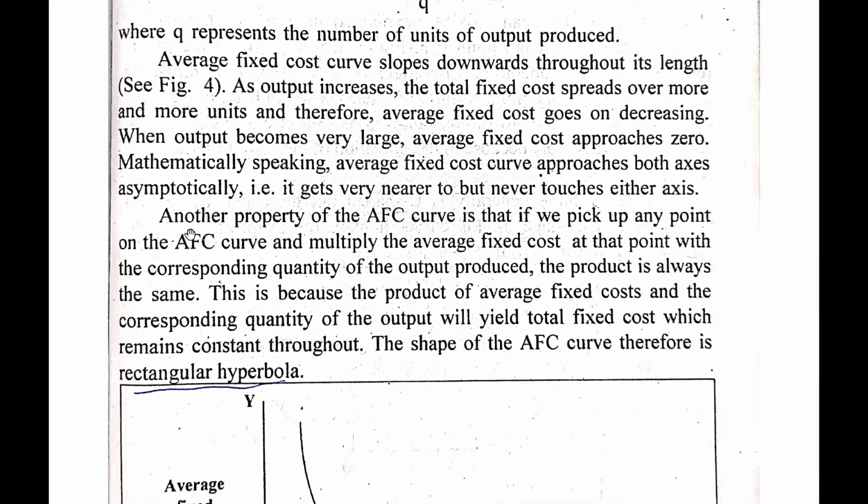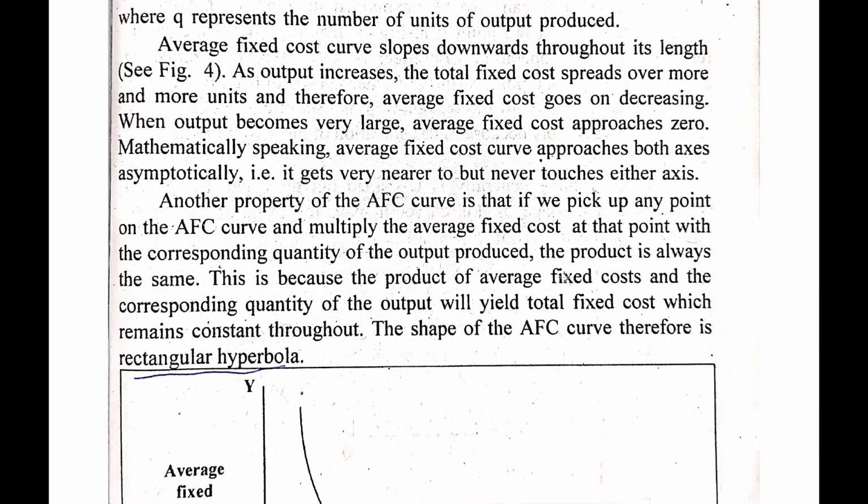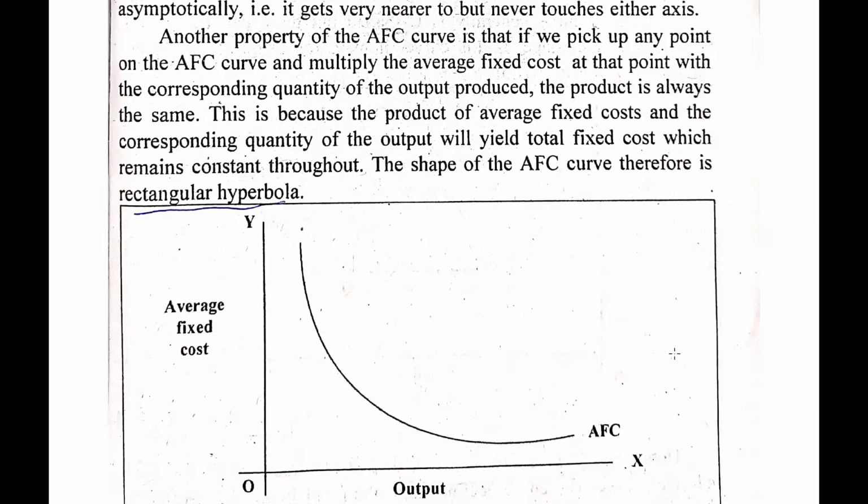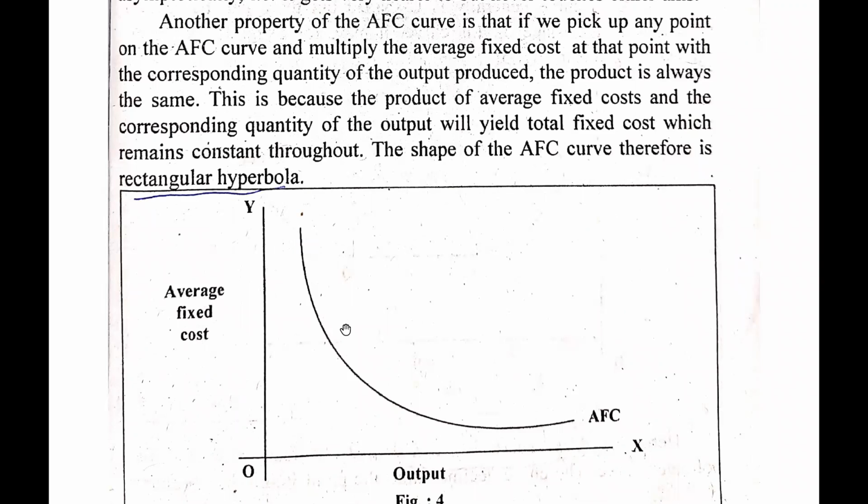So guys, another property of AFC curve is that if we pick up any point on the AFC curve, AFC means average fixed cost, and multiply the average fixed cost at the point with the corresponding quantity of the output produced, the product is always the same. This is because the product of average fixed cost and the corresponding quantity of the output will yield total fixed cost, which remains constant throughout. The shape of average fixed cost curve therefore is rectangular hyperbola. So guys, this kind of curve is known as rectangular hyperbola, and this can be also asked in your exam. That you need to remember this, that average fixed cost is always downward sloping, because as the production is increased, average fixed cost decreases.